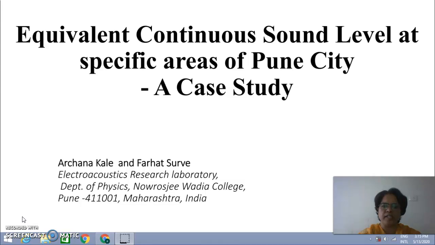Noise pollution has increased a lot, mainly due to traffic noise. It should be continuously recorded, monitored and minimized. For that, here is a case study of equivalent continuous sound level at specific areas of Pune city.